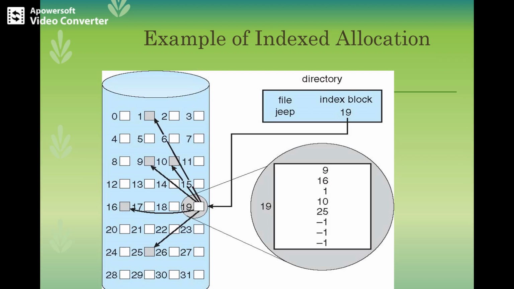Similarly, 19 moves directly to 9, so 9 is used as an index block. And from 19 it moves directly to 1. You can observe 1 is represented as a pointer in the index block. So this index block 19 contains all these pointers. So it supports direct access. From this point we can directly access one location, and it does not suffer from wasted space.